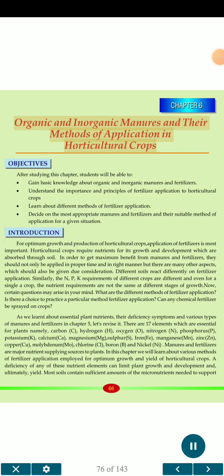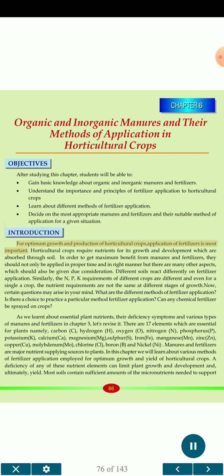Organic and inorganic manures and their methods of application in horticultural crops. Objectives. After studying this chapter, students will be able to gain basic knowledge about organic and inorganic manures and fertilizer, understand the importance and principles of fertilizer application to horticultural crops, learn about different methods of fertilizer application, decide on the most appropriate manures and fertilizer and their suitable method of application for a given situation.